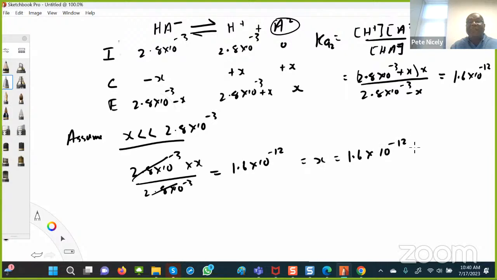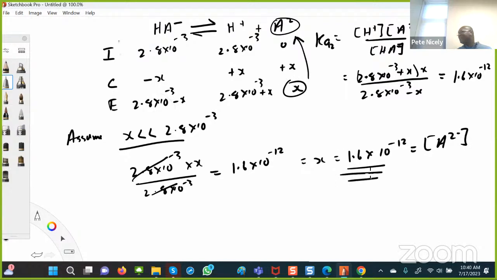And that would be equal to the concentration of A2 minus, which is right here, all right? That would be the answer to the second part of the question. Okay, any questions about this one? Any questions? And don't forget the units, M, for that. Any questions?